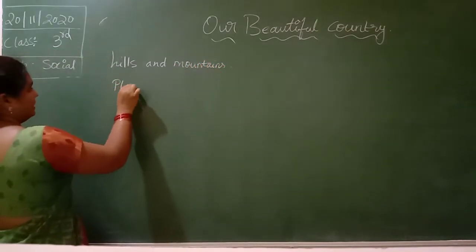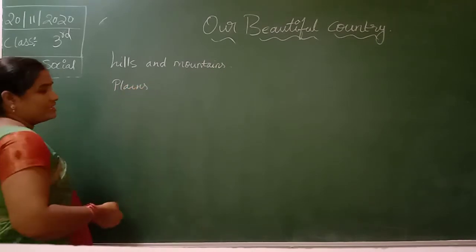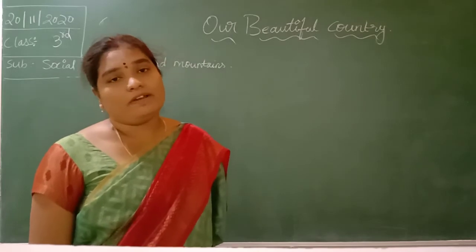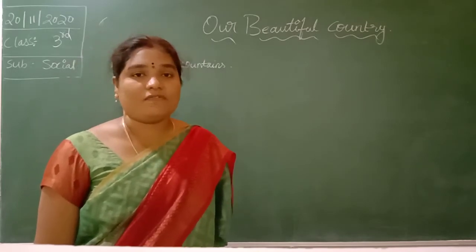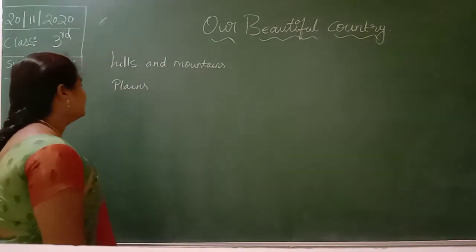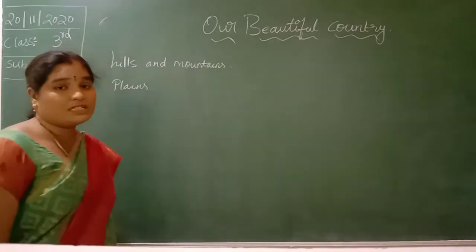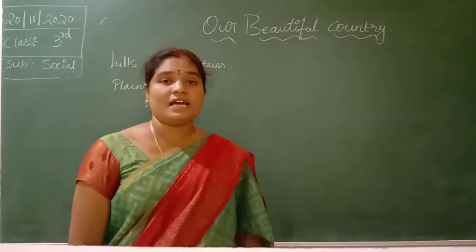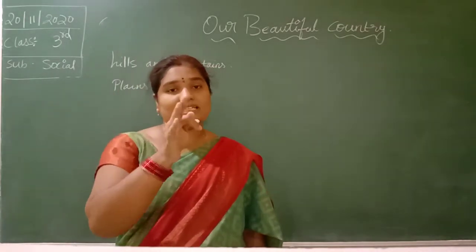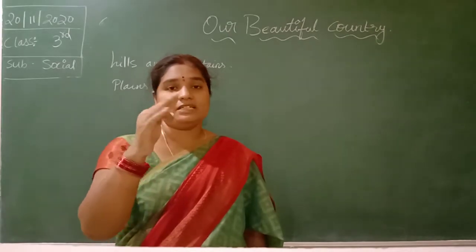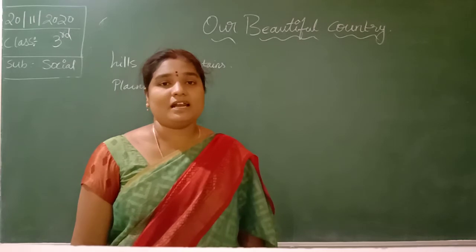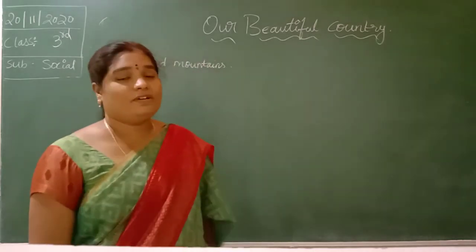Plains. The low level land, the flat surface area of land, is known as plains. Where are these plains found? Towards the south of the Himalayas. The Himalayas extend from north to east, and below the Himalayas, the plains are located.